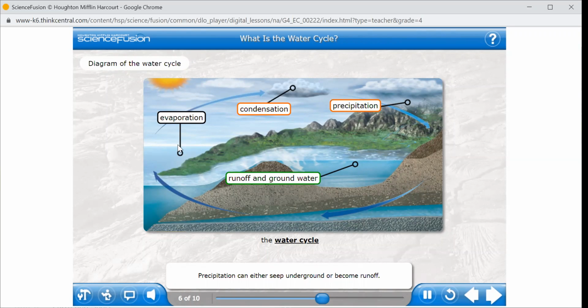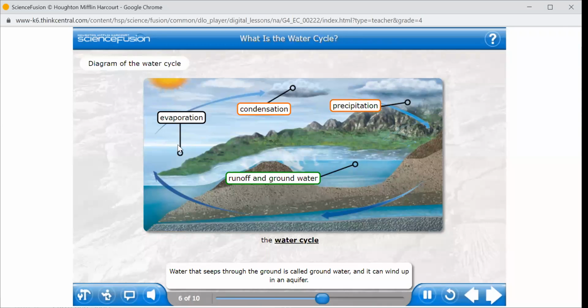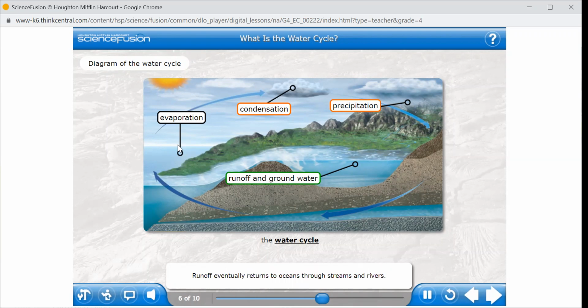Precipitation can either seep underground or become runoff. Water that seeps through the ground is called groundwater, and it can wind up in an aquifer. Runoff eventually returns to oceans through streams and rivers. The sun heats up surface water and it evaporates into the atmosphere. As most of Earth's water is held in oceans, most evaporation takes place from the oceans.